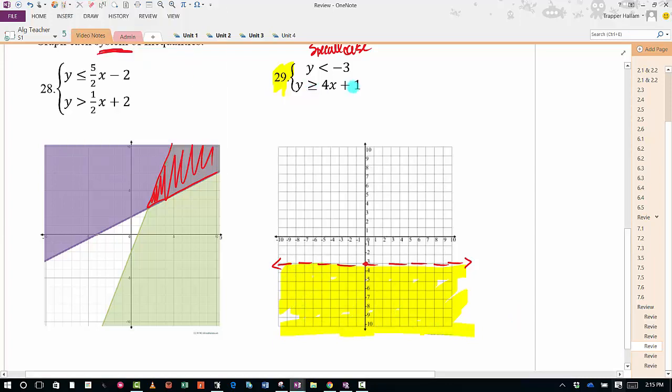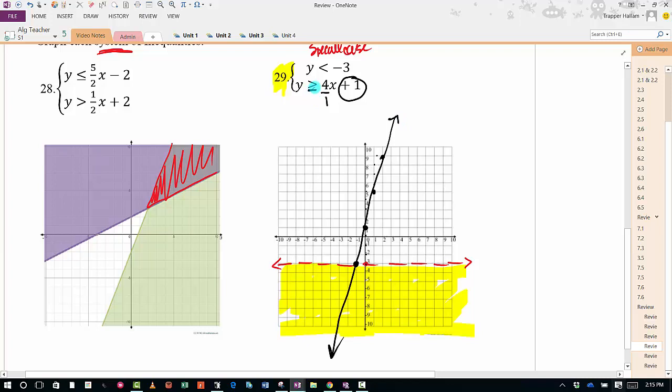I'll change my color. The other line then is a y-intercept of +1. It has a slope of 4/1, so up 4, 1, 2, 3, 4, right 1. Repeat, 1, 2, 3, 4, right 1. Repeat the other way, 1, 2, 3, 4, right 1. And we can draw a line from that. Again, I'm not using a straight edge. I do apologize. So now we got to adjust the shading.